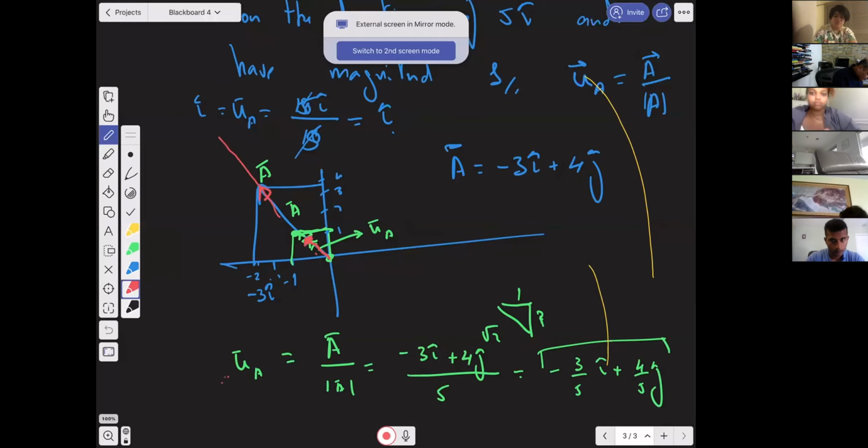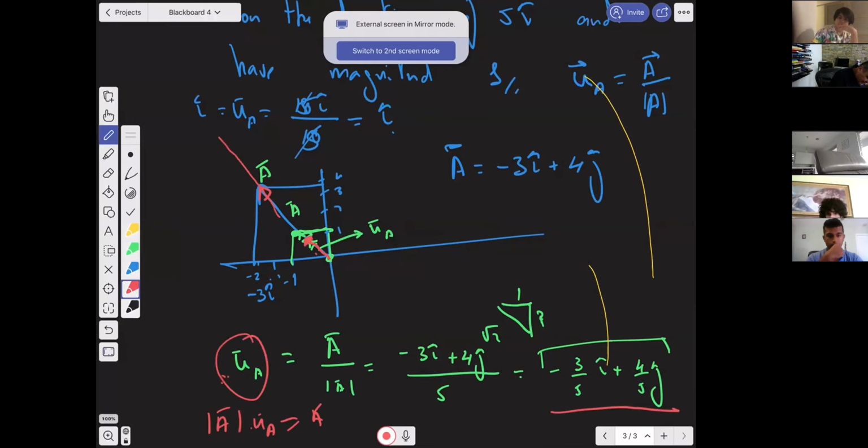So this is the vector that, if you multiply the magnitude of A by u sub A, you obtain the vector A. Do it. Multiply it by the magnitude and tell me if you can get A. Of course. Look at this. If I multiply by the magnitude, 5, I get 5 divided by 5, 1, minus 3i, 5 divided by 5, 1, plus 4j.